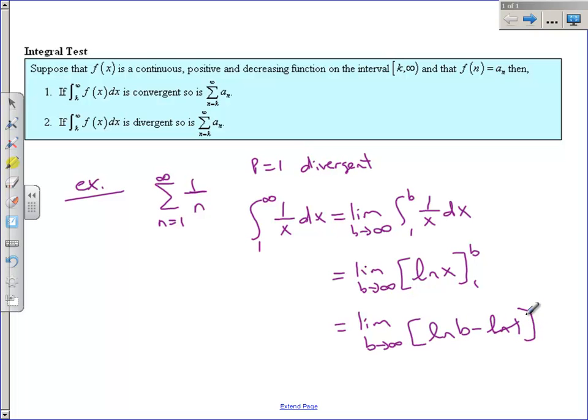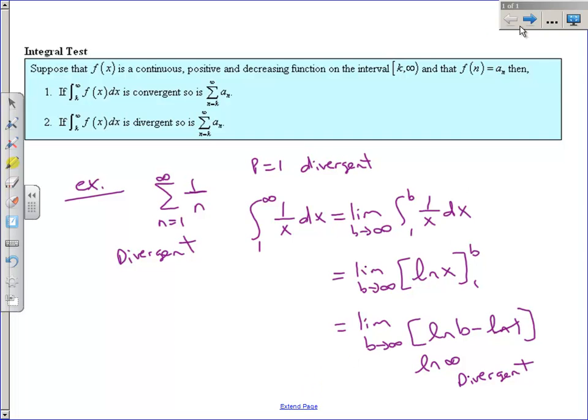And of course the natural log of 1 is 0, so now we're going to find the limit as b goes to infinity. So I've got the natural log of infinity, and the natural log graph continues to increase, so this is a divergent integral. This integral has infinite area underneath the curve. And so since the integral diverges, so does the series. They do the same thing.